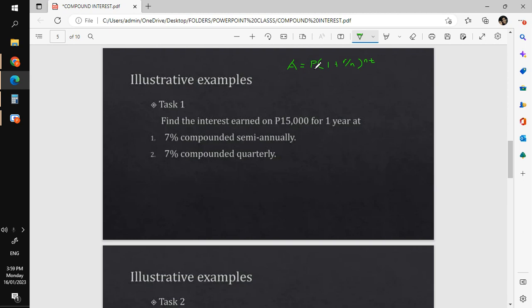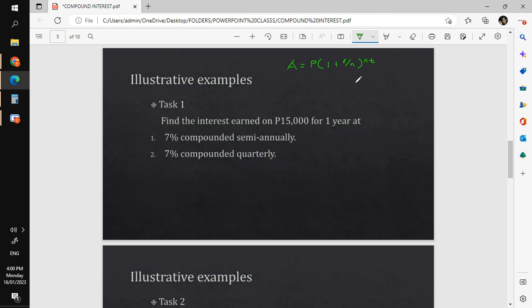P denotes the principal amount. R denotes the rate of interest, which is given in percentage, but you have to convert that into its decimal form. N is the number of times the money is compounded. And T denotes the number of years.